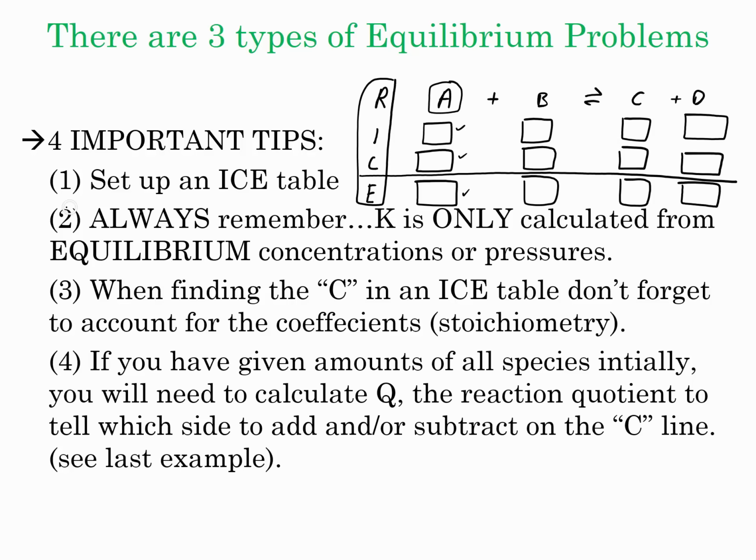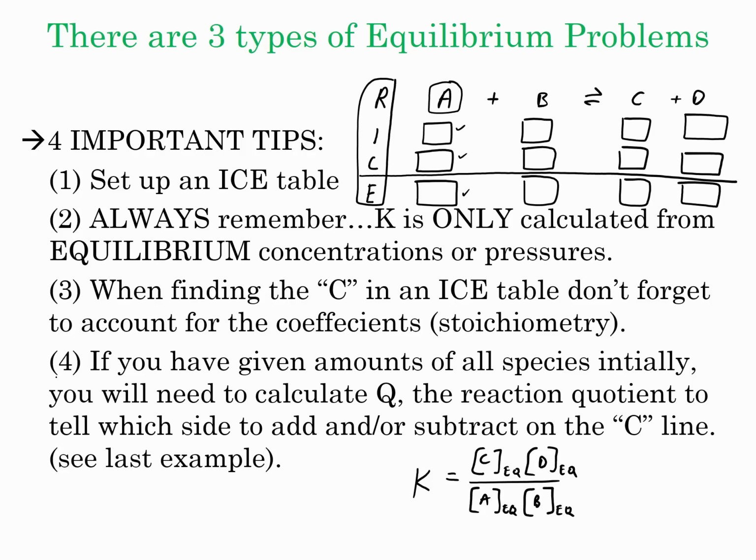What part C is saying is that K is related to just these amounts here, here, here, here, and here. So K is equal to the concentration of C at equilibrium times D at equilibrium, over the concentration of A at equilibrium times the concentration of B at equilibrium.